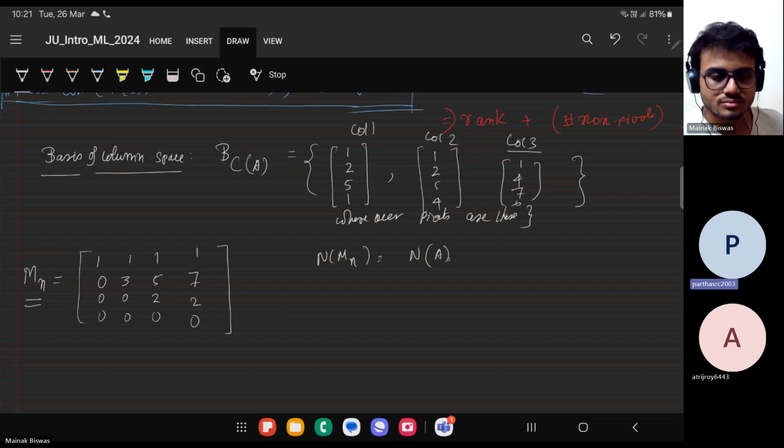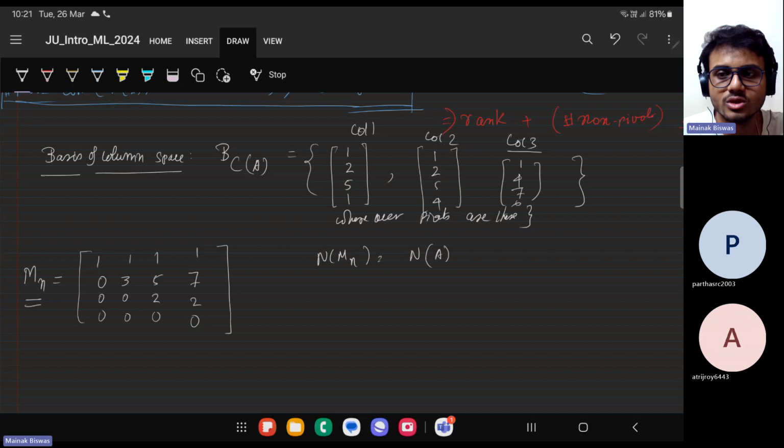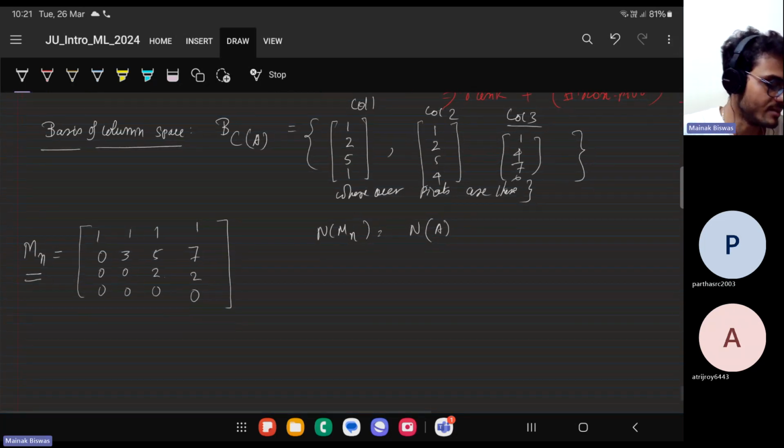Null space of matrix A, the initial. Correct, because we have done only row operations and row operations don't change the null space. We have shown that. Yes. So now I want to do more row operations to help me.